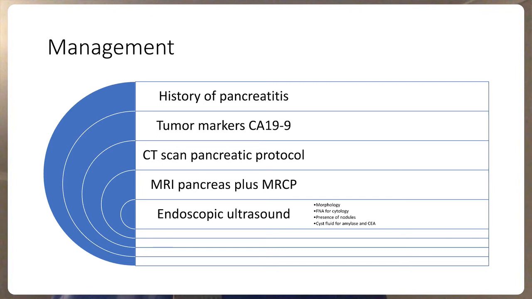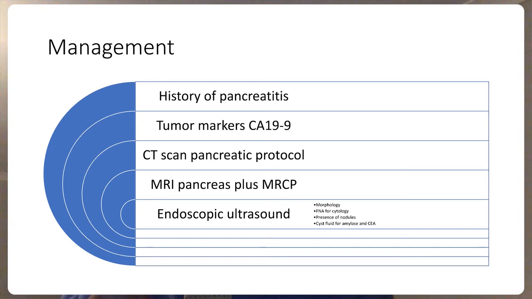Added to that, we could take a fine needle aspiration, and that fine needle aspiration gets sent for cytology to look for malignant cells or mucus-producing cells. The ultrasound will be able to show us if there are any nodules, mural nodules, in the wall of that cyst. This is a very important marker for malignant transformation, particularly if they are enhancing nodules.